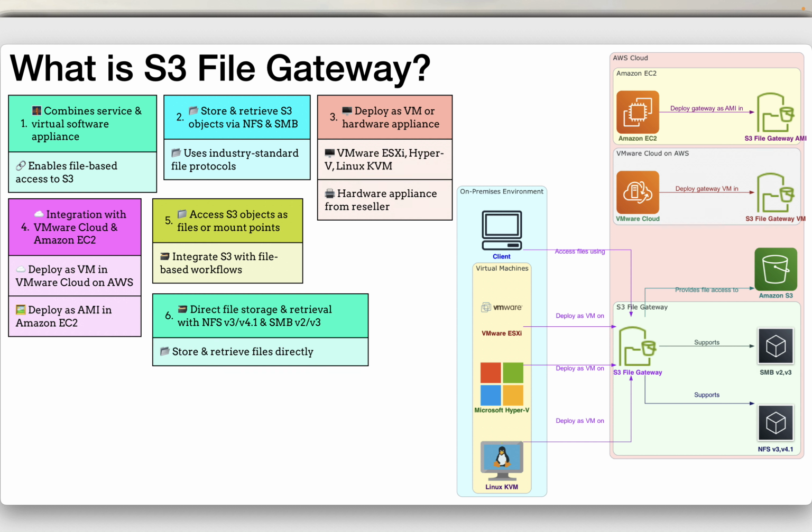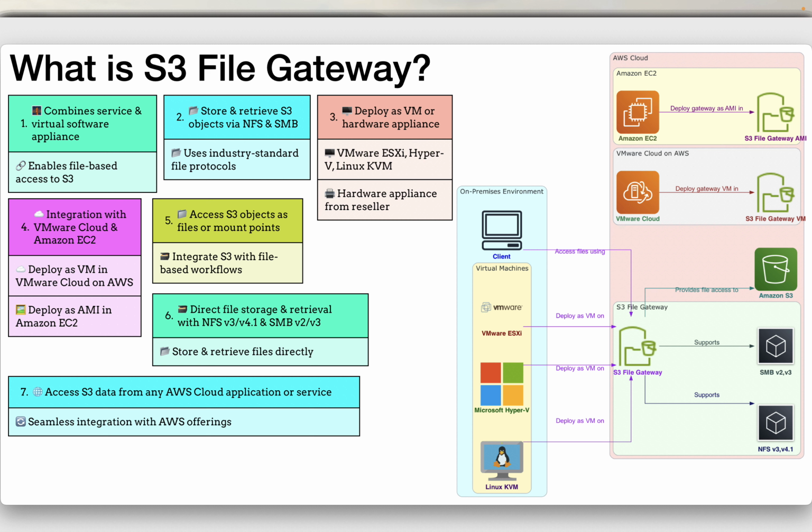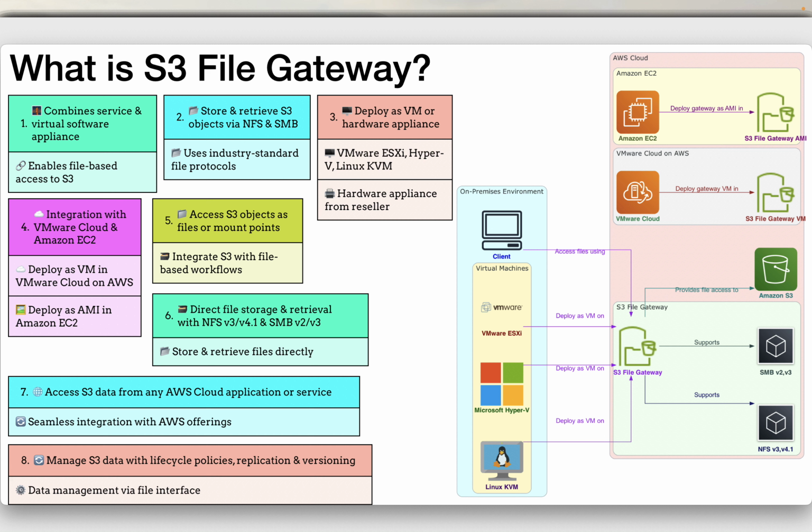With S3 File Gateway, you can directly store and retrieve files using NFS version 3 or 4.1 and SMB file system version 2 and 3 protocols. You can access your data stored in Amazon S3 directly from any cloud application or service, enabling seamless integration with other AWS offerings. S3 File Gateway allows you to manage your S3 data using features like lifecycle policies, cross-region replication and versioning, providing data management capabilities directly through the file interface.